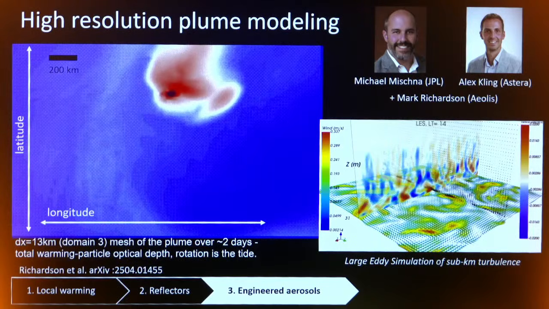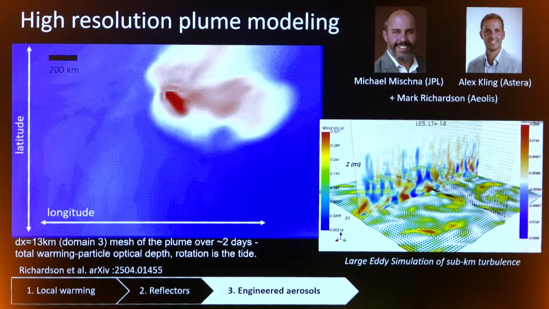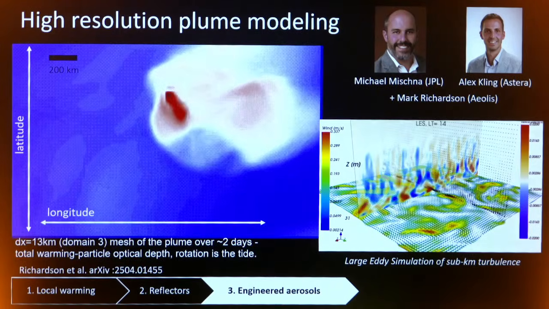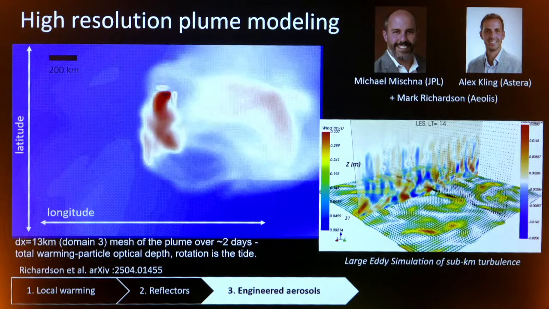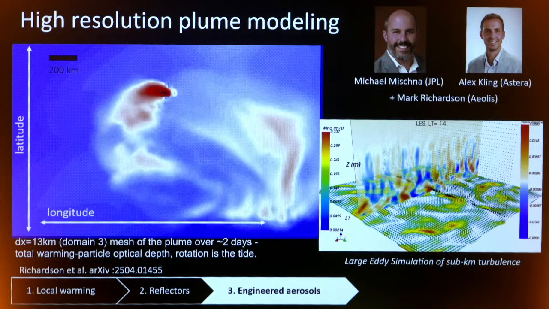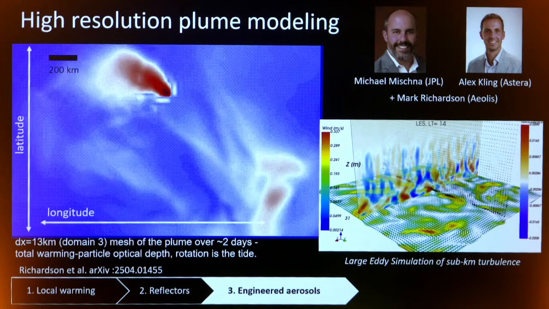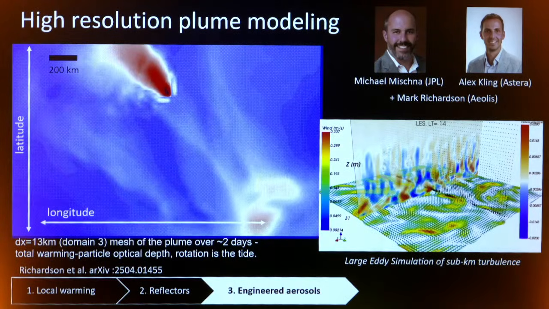So what you see on the left here, a graphic made by Michael Mischner, is a regional high-resolution GCM, the inmost nest of a nested GCM. The rotation that you're seeing is the planetary tide, so the animation goes on for several days. And the color corresponds to the density of the engineered aerosol.